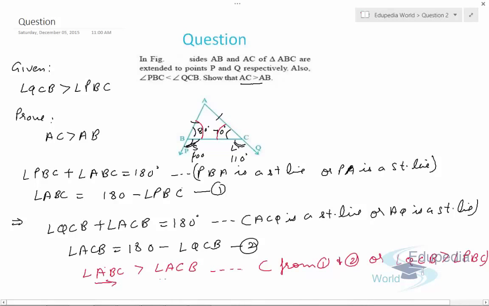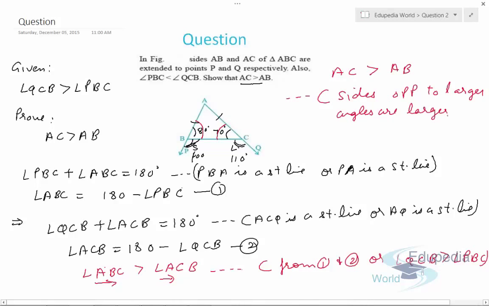These two angles are in a triangle, so we can say that now AC is greater than AB. Why? Sides opposite to larger angles are larger. So in this triangle ABC, angle ABC is greater than angle ACB. Similarly, the side opposite to angle ABC is AC, and the side opposite to angle ACB is AB. So we can say that AC is greater than AB. This is how we can prove these types of questions.